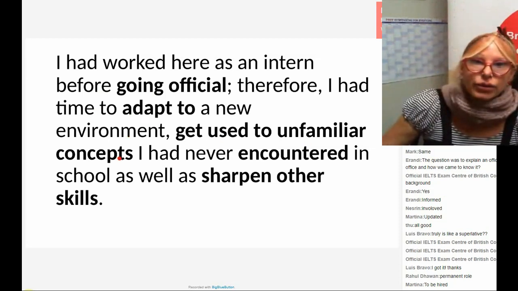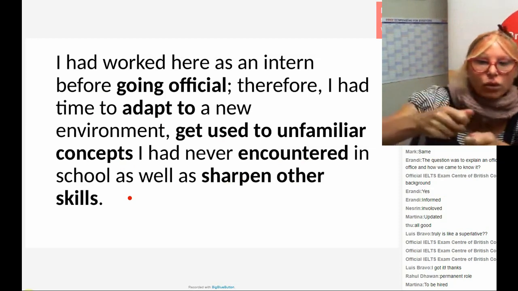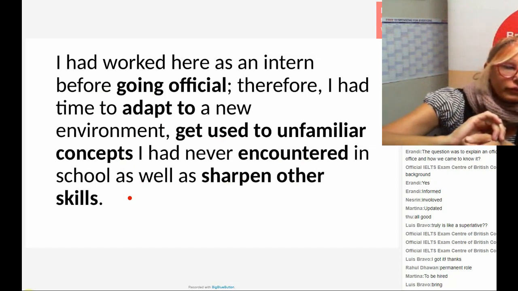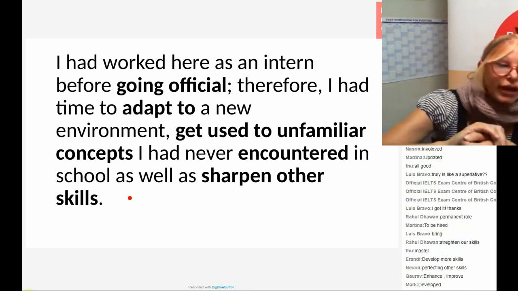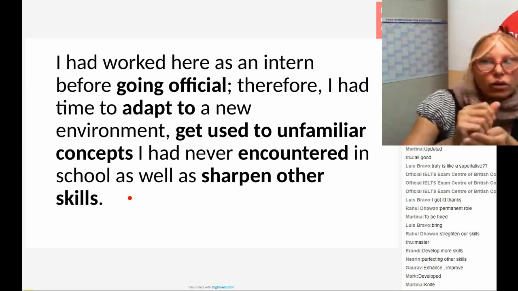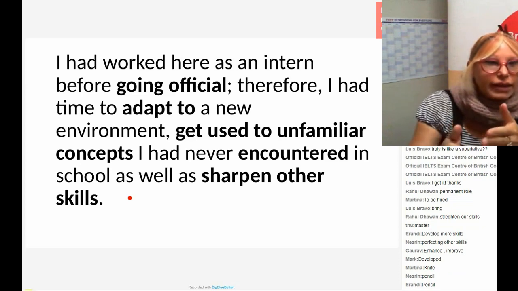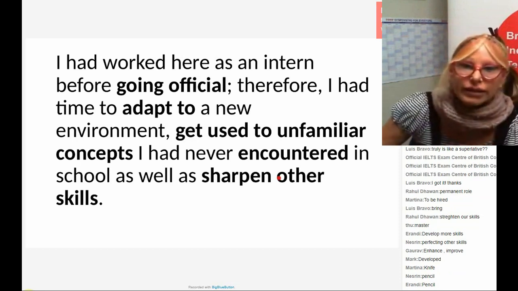Therefore, I had time to adapt to a new environment, get used to unfamiliar concepts I had never encountered in school, as well as sharpen other skills. So I want to have a look here at sharpen other skills. What do you think this means, to sharpen your skills? What do we normally sharpen? Not quite. Strengthen, master. Yeah. What do we normally sharpen? So the verb sharpen, what does it mean? Yes, knife. Okay, or pencil. Good. To make it sharp. That's what it really means, the literal meaning.